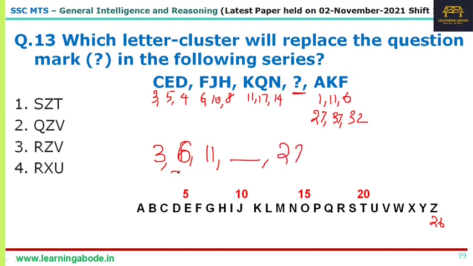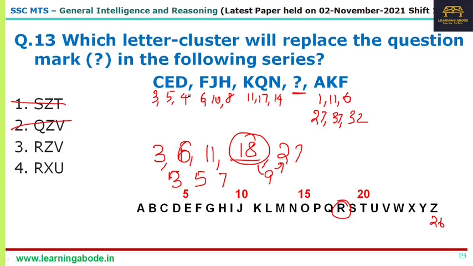So what is the difference here? It is 3, 5. Maybe it is 7. In that case it is 18 here. So 3 plus 3 is 6, 6 plus 5 is 11, 11 plus 7 is 18, and 18 plus 9 is 27. So you have a sequence here. What is the 18th letter? R. The 18th letter is R. So options 1 and 2 are out.